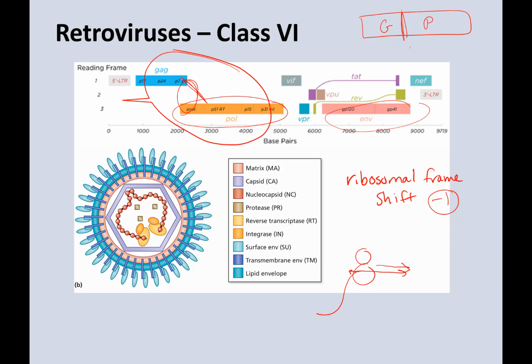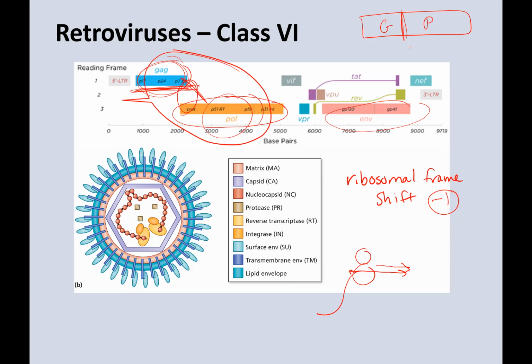What's interesting about this is GAG is out here on the spikes of the capsid. So you need a lot more GAG than you need the polymerase. So this is another way to regulate. So most of the time it's just making the GAG protein, and then every once in a while it does a ribosomal frame shift and makes some polymerase. So you'll see this is very common with RNA viruses as ways to control levels of protein expression.